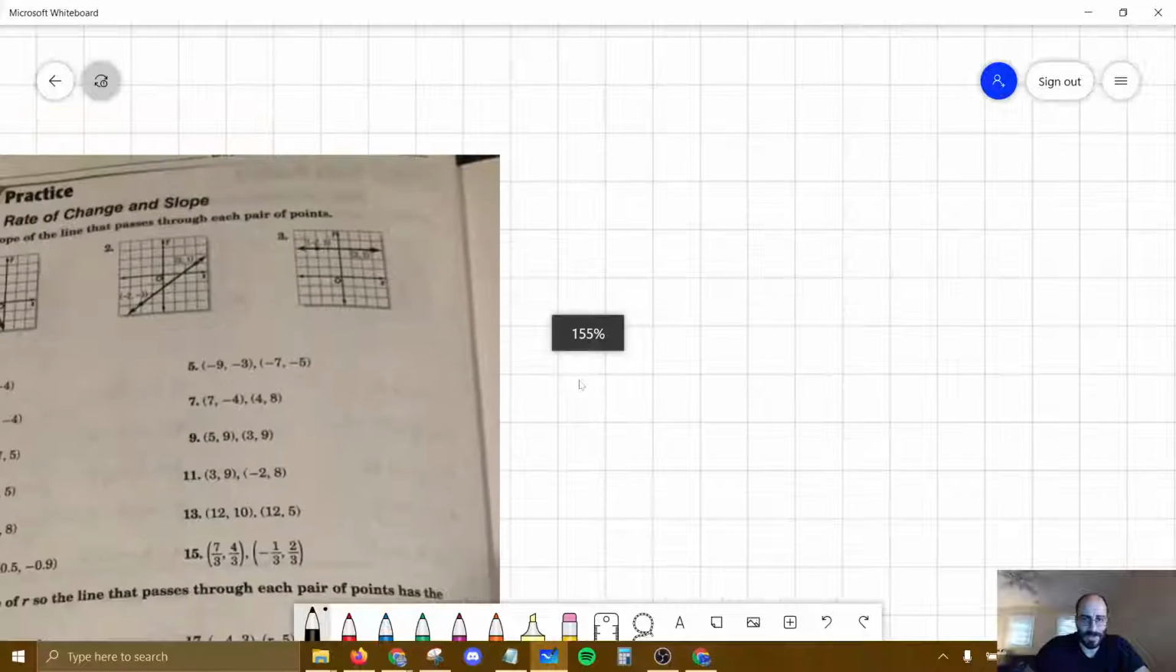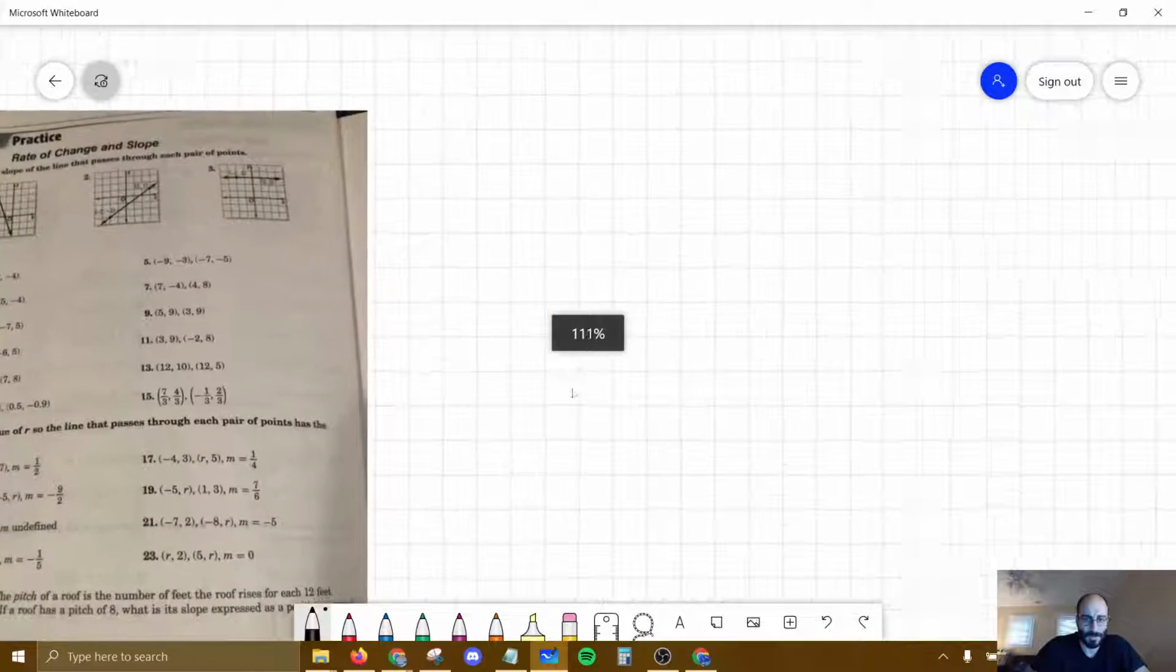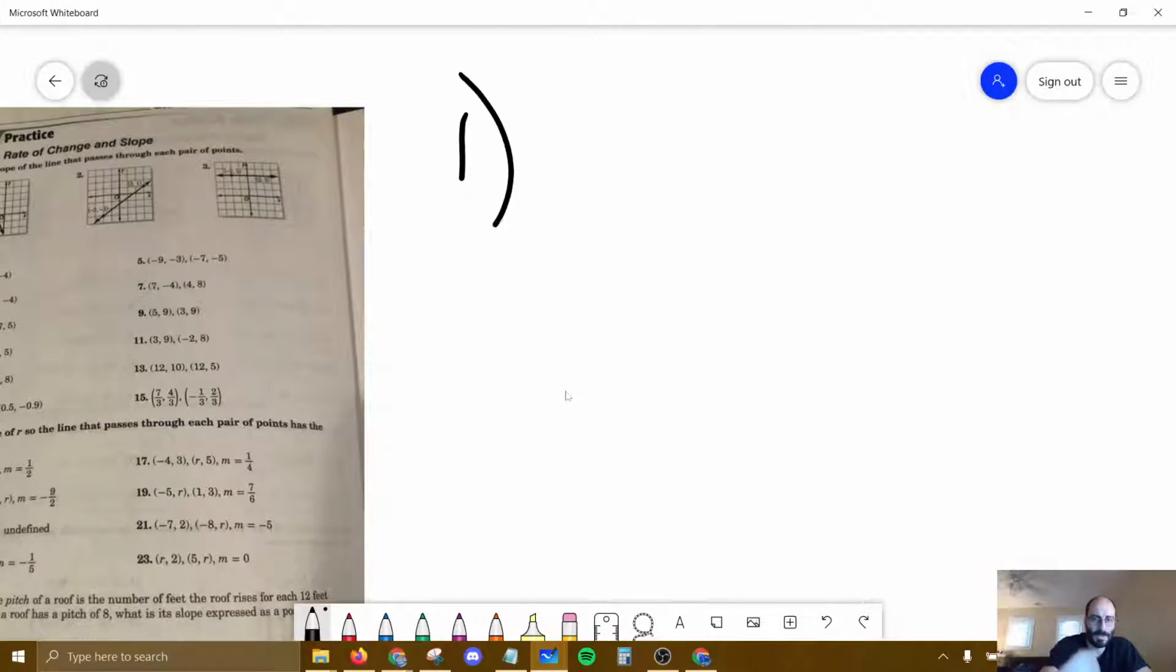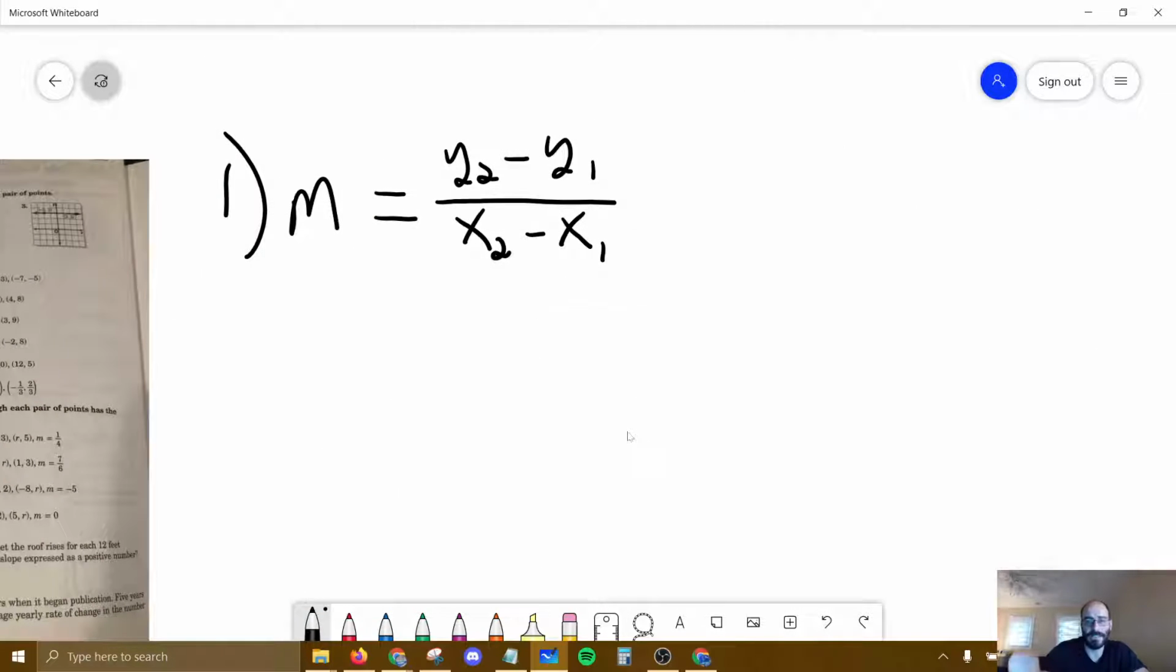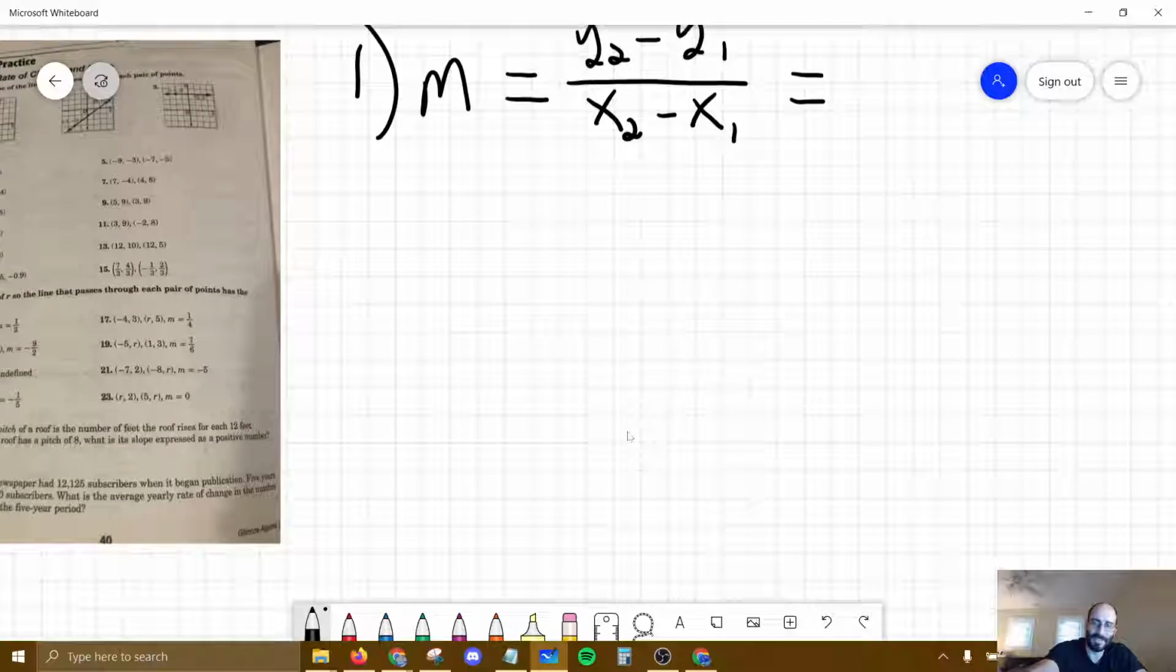So how do we find slope? What's the formula for slope? We abbreviate slope as m, and we say slope is y2 minus y1 over x2 minus x1. So it's the change in y over the change in x. Another way that we show that is change. The Greek word for change is delta.